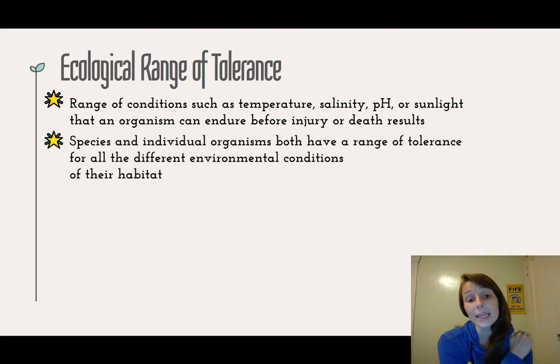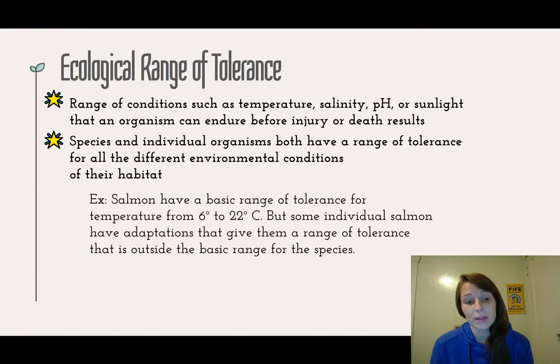Now, species and individual organisms both have a range of tolerance for all the different environmental conditions of their habitat. So it can vary on a species level, but also on an individual organism level as well. An example of this would be with salmon. Salmon as a general species have a basic range of tolerance for temperatures from 6 degrees to 22 degrees Celsius, which is quite a range. However, some individual salmon have adaptations that give them a range of tolerance that's even outside that basic range for the species.